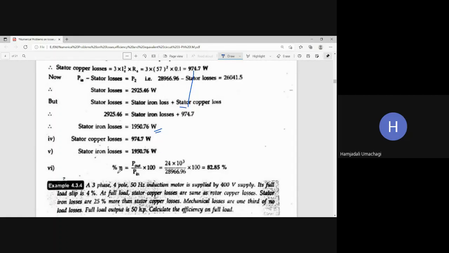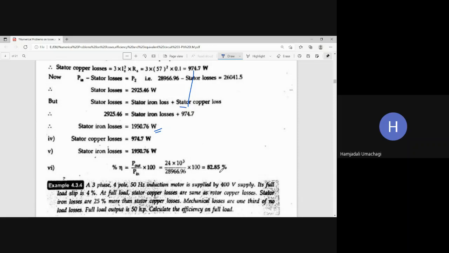Then finally, if you calculate the efficiency of the motor, then percentage eta is equal to P out by P in into 100, where P out is 24 kilowatt. This is the rating of the induction motor, and P in we have already calculated, as P in is nothing but 28,966.96 in 200. Then the overall efficiency of the induction motor is 82.85 percentage. So similar to this kind of problems, you should practice it.